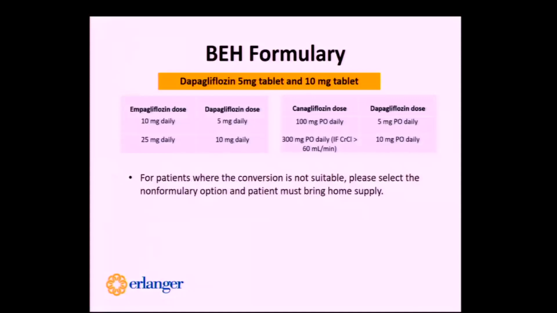And for patients where the conversion is not suitable, you can select non-formulary and do the home supply option as well. Additionally, each of these 3 SGLT2 inhibitors are available for less than $20 per month with the Erlanger 340B pricing. And this is for patients and providers who are eligible to use the 340B program.